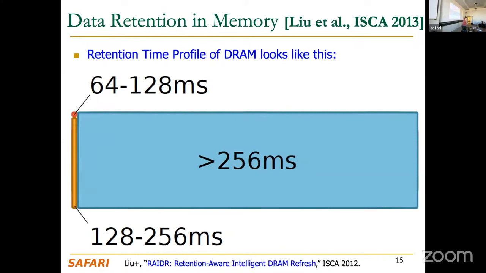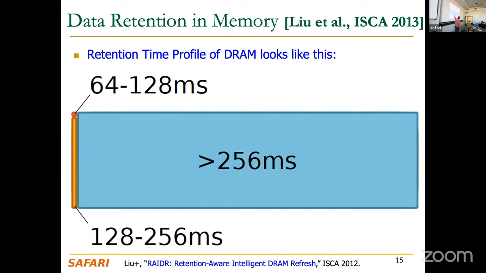You can relax the refresh rate to 256 milliseconds for those, for example. This way, if you really understand what's going on here, you can reduce the number of refreshes that you do by 75%. And that's a huge gain, clearly, right? You think about saving 75% of the power. And this also improves your performance. And these are old numbers, basically.